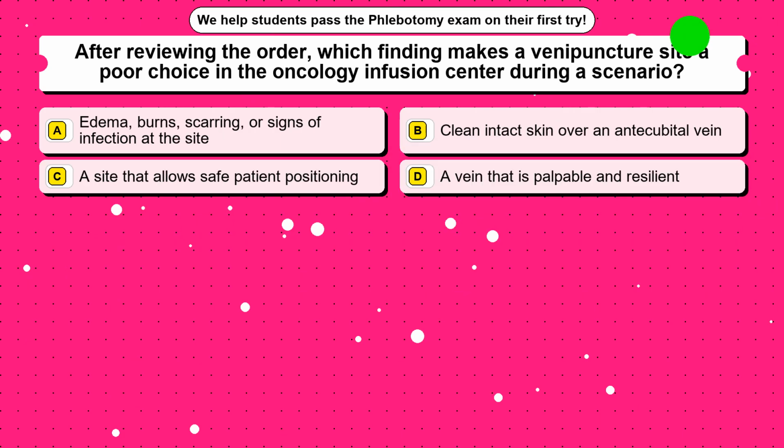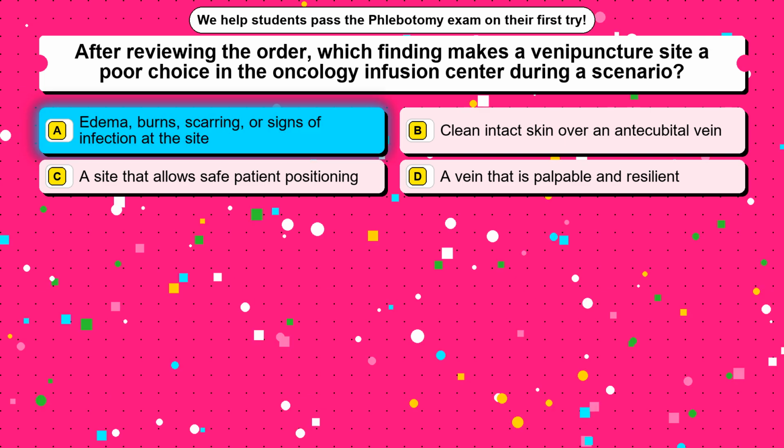Question 32. After reviewing the order, which finding makes a venipuncture site a poor choice in the oncology infusion center during a scenario? Option A. Edema, burns, scarring, or signs of infection at the site. Option B. Clean intact skin over an antecubital vein. Option C. A site that allows safe patient positioning. Option D. A vein that is palpable and resilient.